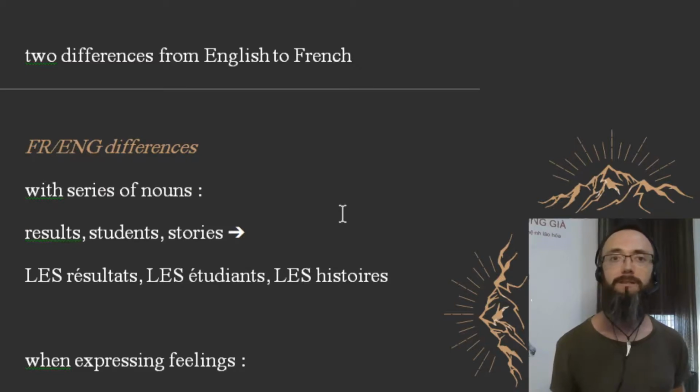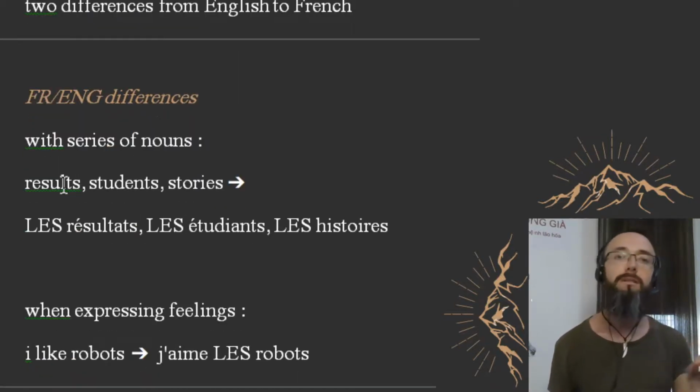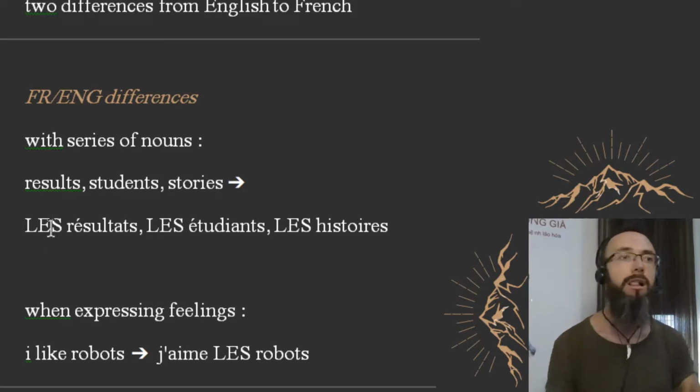French English differences. As you can see, when you have a series of nouns in English, no article. You're going to say results, students, stories. Those things are interesting. But in French, you're not going to say that. You're going to need to have the definite article in front of the word. Les résultats, les étudiants, les histoires.